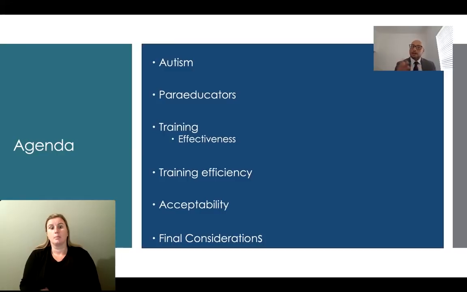But before we get there, I'm going to begin by providing a brief overview about autism before looking at paraeducator practices, the trainings that have been provided, or what the literature has suggested as the trainings that they have received, the level of effectiveness, and then evaluating efficiency of training and providing you with some possible strategies to increase the efficiency and maintain the effectiveness of training, followed by acceptability of those training strategies, and wrapping up our session with some considerations for the topic.